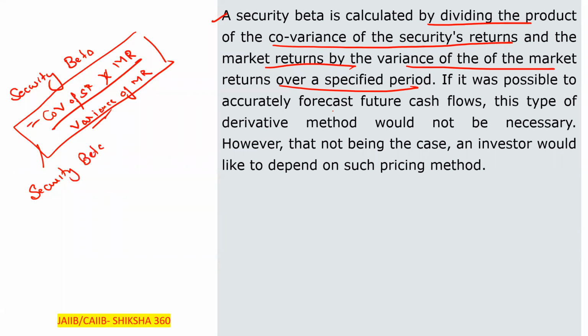If it were possible to accurately forecast future cash flows, this type of derivative method would not be necessary. But we cannot forecast with that much accuracy, so an investor would like to depend upon such a pricing method. Just remember how we calculate the security beta.